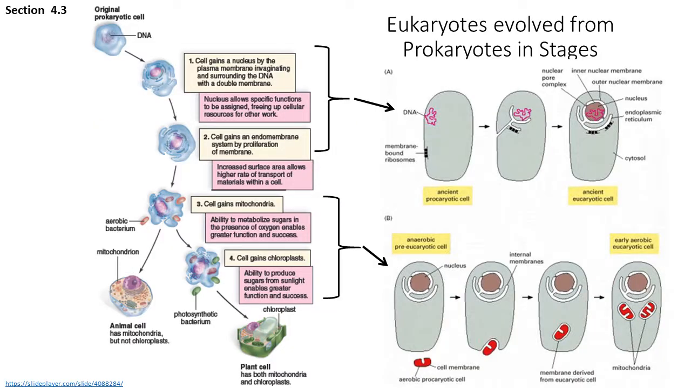It is believed that eukaryotes evolved from prokaryotes in a series of stages. The first stage was that the ancestral eukaryotic cell gained a nucleus by invagination of the plasma membrane. And this invagination of the plasma membrane surrounded the DNA.